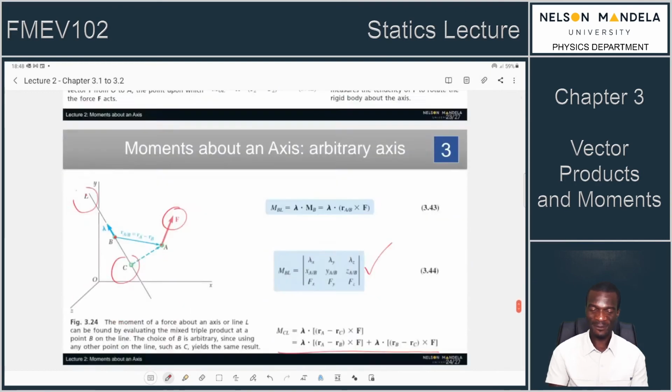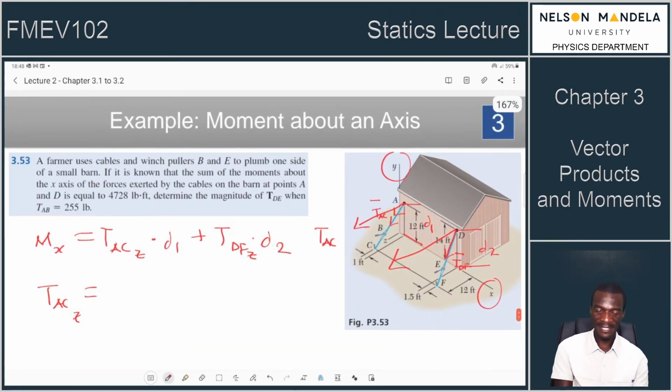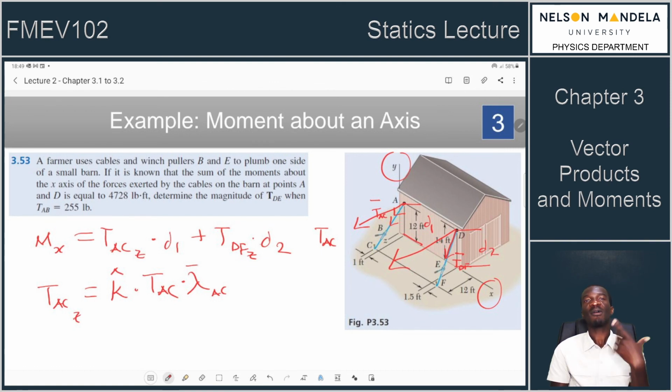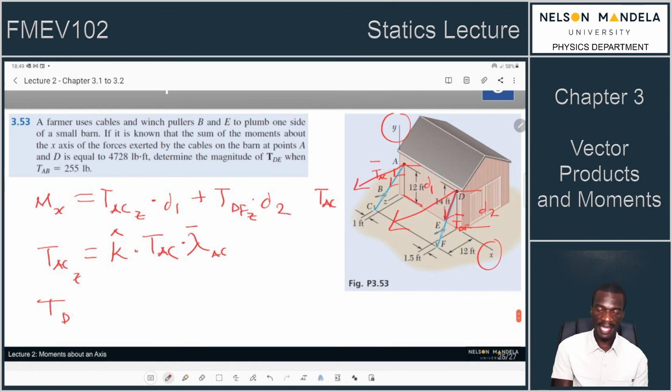In this case, we are dealing with the Z-axis, so the directional vector is K, because it's in the K direction. So this is K dot the force, and that's our TAC. We need to find this directional vector, AC in that direction. So that's our dot product. And then plus, TDF in the Z is the same. It's just our K still in the Z, and then dot the TDF in the direction DF.